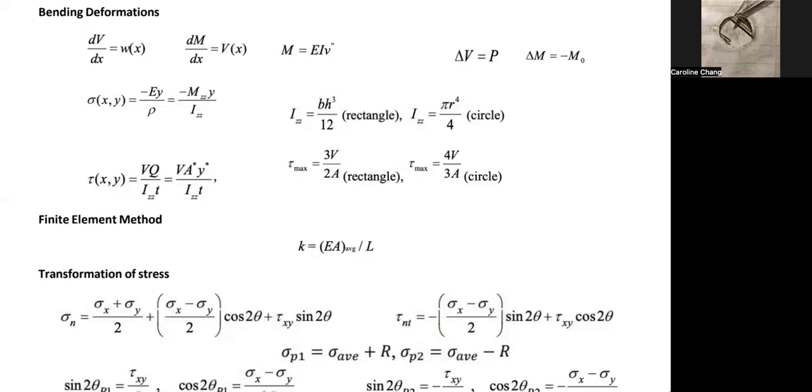And I wanted to show you guys this formula for the shear stress, which is given by VQ, where VQ equals V A star y bar star over the moment of inertia around the centroid times the thickness at that point. So this was the formula I was referring to earlier.